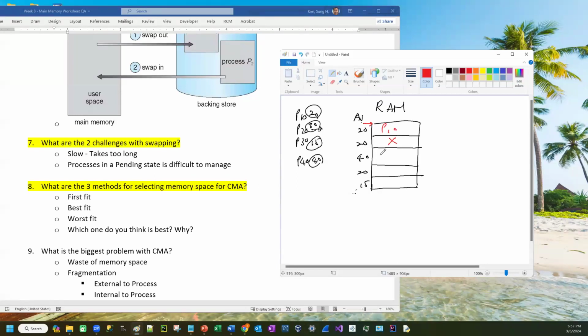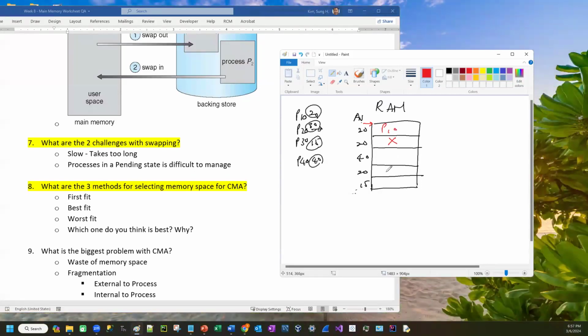Even though I can come here, not here, I have three choices. But first fit means I'm going to take the first blank space or block that I can fit it in. Okay, so when 30 comes in, right? So this is done. When 30 comes in, I don't have too much choice here because I look at this table here and the only one that I can go in is 40, right? This block.